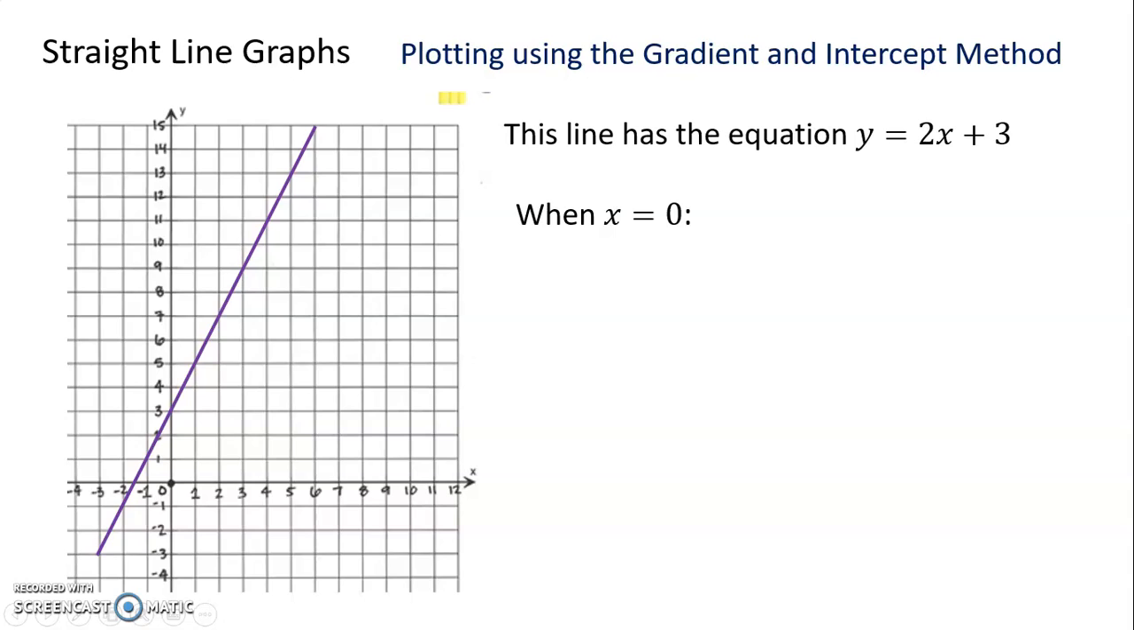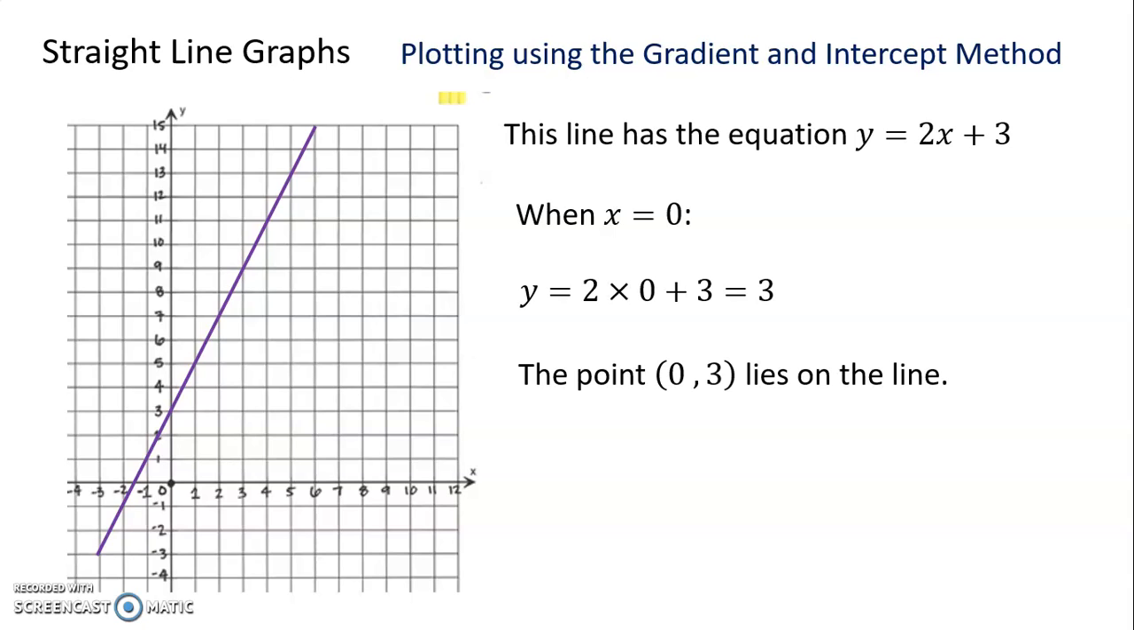And if we wanted to work out what the y coordinate was when x is 0, we can substitute 0 in for x here, and 2 lots of 0 add 3 is just 3. So that means that we know the point 0, 3 is lying on this line, and you can see that over here it's going through the point 0, 3, so the point 3 on the y-axis. And that point is called the y-intercept, and you can see that here.